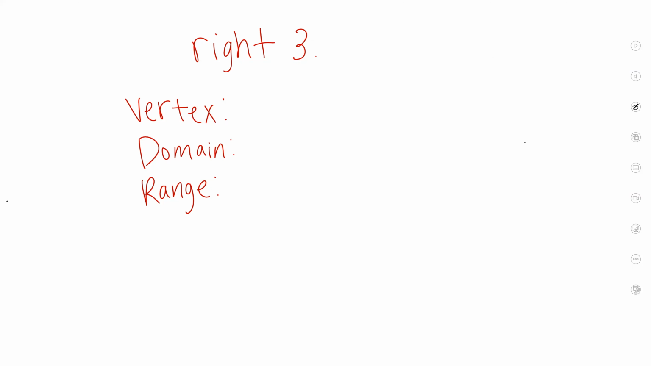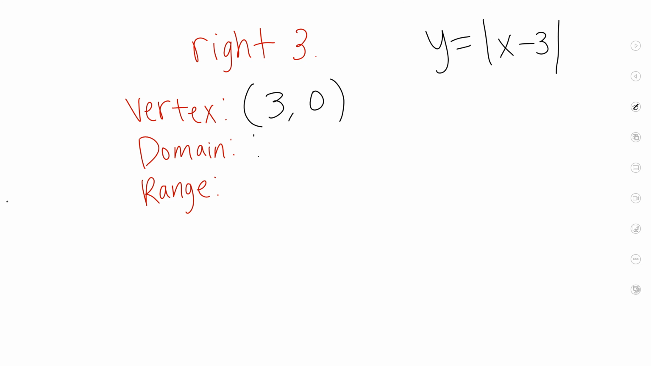The equation to this one, it went to the right. So that means I'll have my absolute value and it'll be x minus 3. The vertex, remember, it went to the right. So it's 3, 0. It didn't go up or down. So this is just 0. My domain is always all real numbers. My range, did it go up or down? Okay, is it facing up or down? It's facing up. So that'll be 0 to infinity.